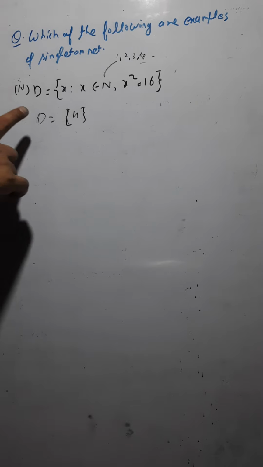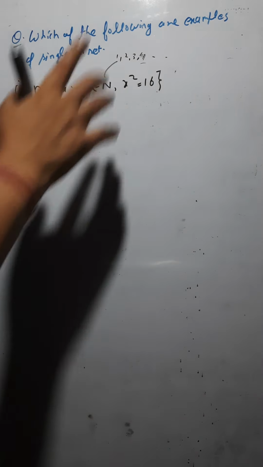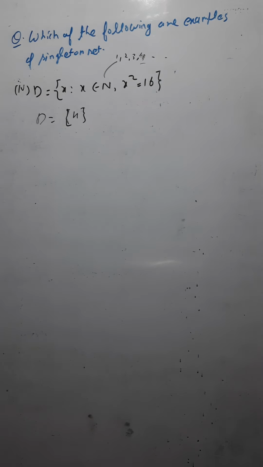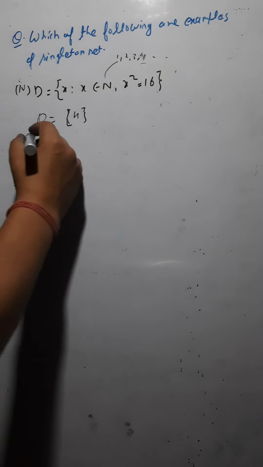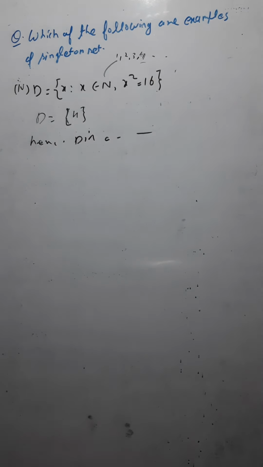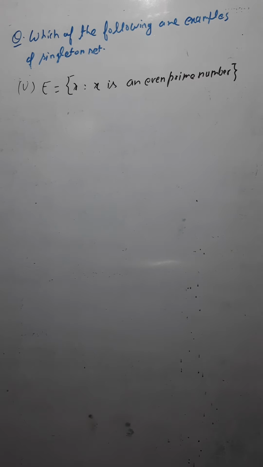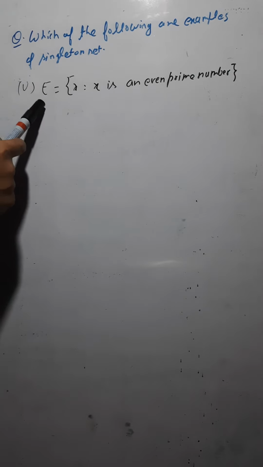Okay. So hence the set D contains only one element, that is 4, because the square of 4 is 16, and the rest of the elements would not be here. Isn't it? Yes. So I would write here, hence D is a singleton set. Here you have one more example of the singleton set. Okay, note it down.